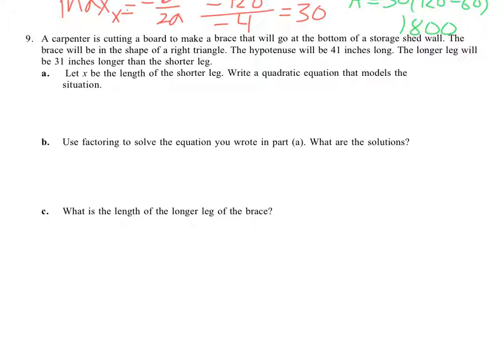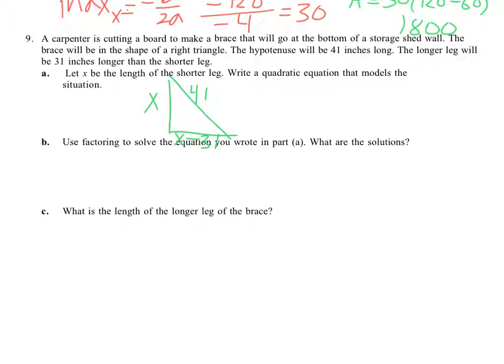We've got a carpenter making a brace. Brace is going to be in the shape of a right triangle. The hypotenuse is 41. The longer leg will be 31 inches shorter. I'm going to draw a picture of this. So hypotenuse is 41. Let's call this the longer leg, and this the shorter leg. So x minus 31.